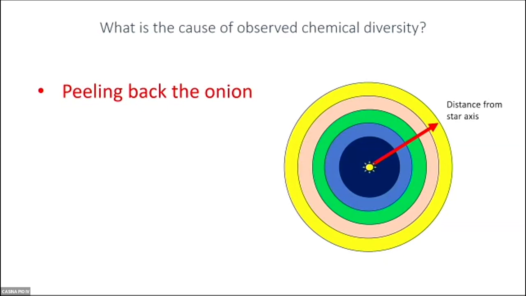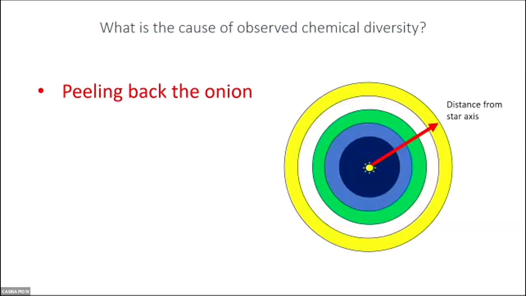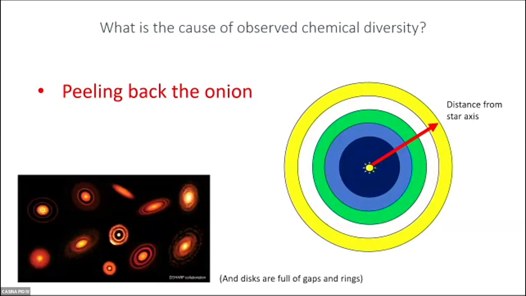So if you imagine the distance from the star axis as providing a series of chemical rings, let's say you're missing some material from the inner disk. It's now going to reveal different parts of your chemistry. And these rings could be, you could have large gaps, or you could even have rings. Does this make sense? Well, if you go back to the images of protoplanetary disks, we now know that they're full of these rings and gaps. So it actually makes a lot of sense that we would see different parts of this onion.